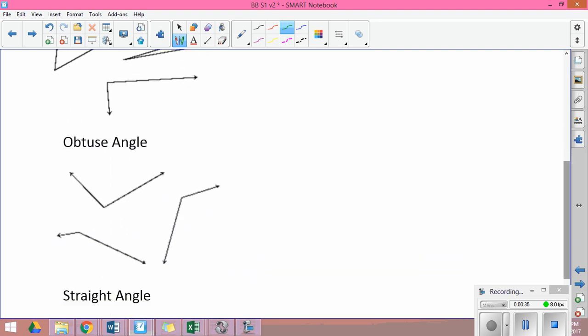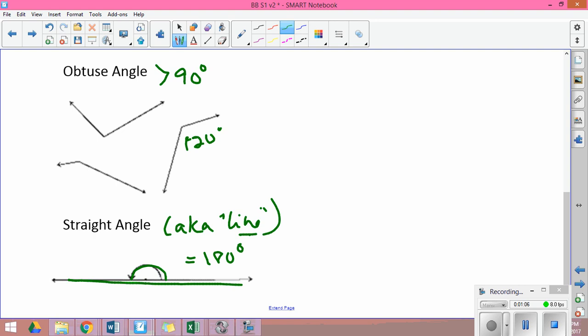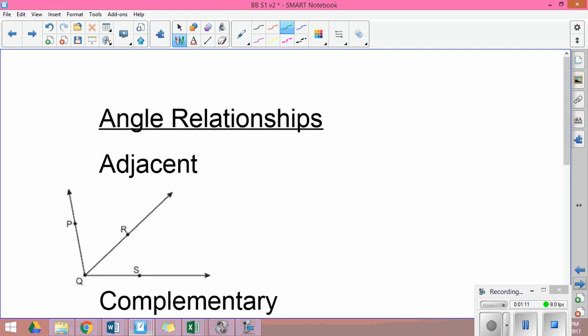And then we've got obtuse angles, which are angles that are greater than 90 degrees. And those are terms that you've probably seen before. This angle might be 120 degrees. A straight angle, aka line, might be something that you've never really thought about naming that way, and those always equal 180 degrees, especially if you think about it as a line, that this whole thing would be 180 degrees. Those terms are probably very familiar to you.